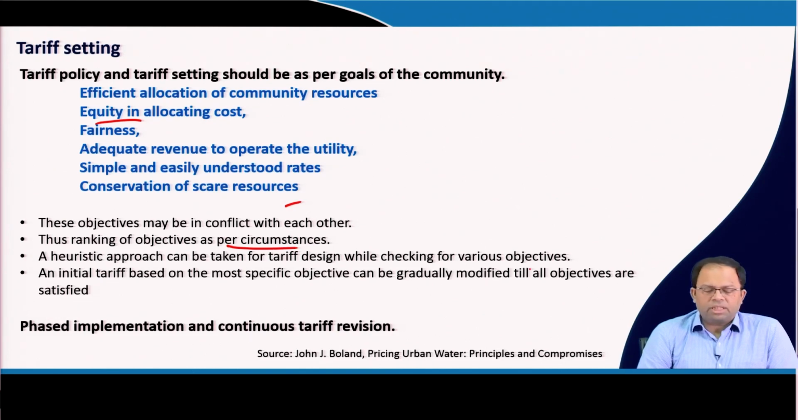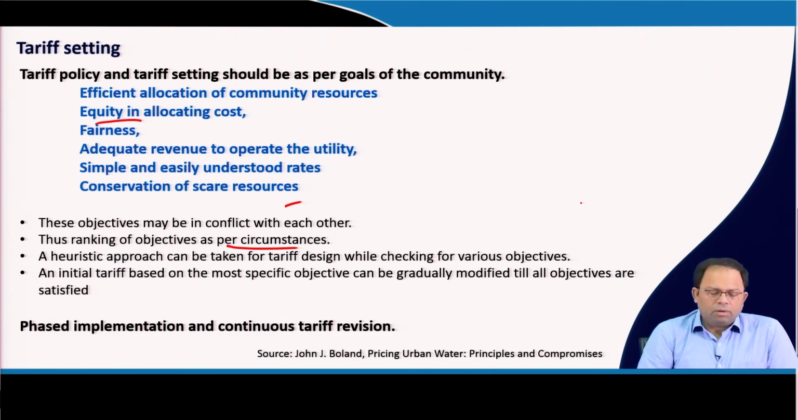And we can always take a heuristic approach, because there are several objectives. What we can do is initially design the tariff based on the most important objective and then gradually modify it by making sure that all the other objectives are also met, by of course making some adjustments, some compromises. Without compromise that is not possible, but still we first set the tariff based on the primary objective and then modify the tariff as per the secondary objectives, right. So this is how, using a heuristic approach, we can actually set the tariff level for a particular community.